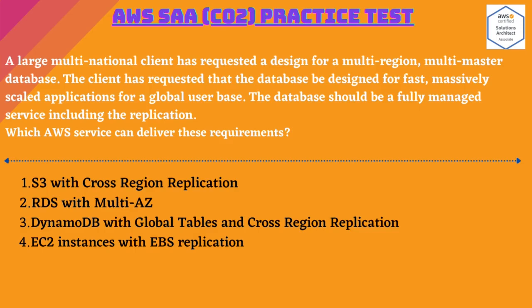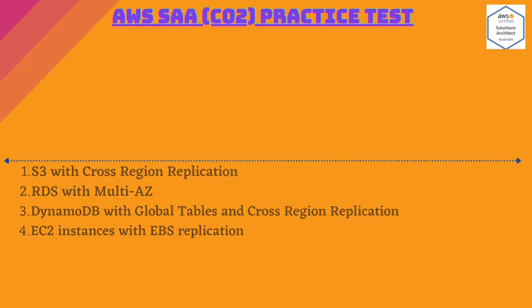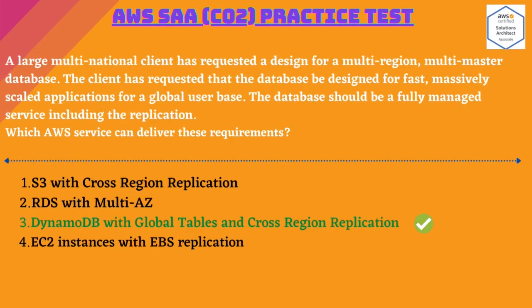The third option is DynamoDB with global tables and cross-region replication. DynamoDB has a feature of multi-master and is a very fast, massively scaled application database. This seems to be a right answer, but let's check the fourth option as well. That is EC2 instances with EBS replication. So EBS replication is not a thing in AWS. So this is not a correct answer either. The correct answer is DynamoDB table with global tables and cross-region replication.